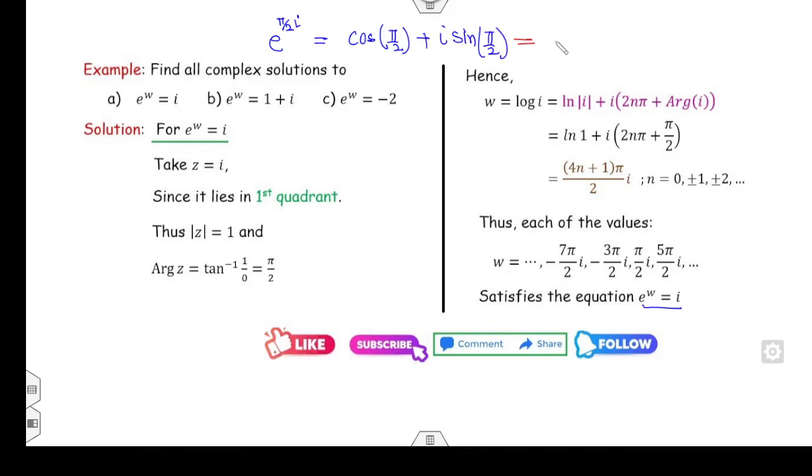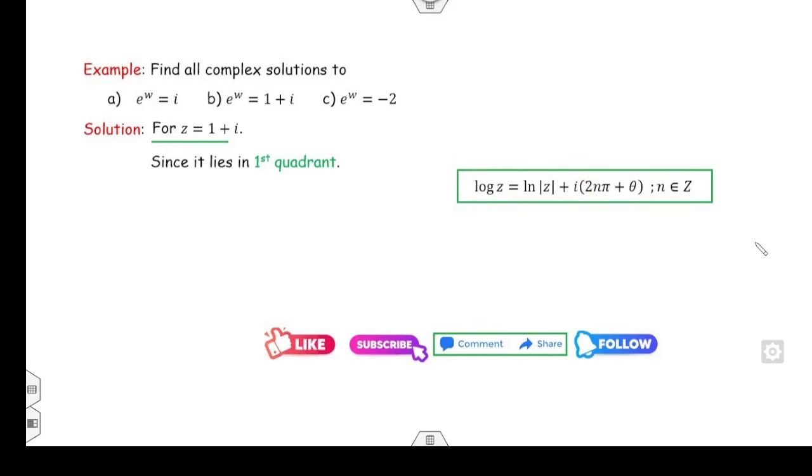And clearly say cos pi by 2 is 0, sin pi by 2 is 1. So that is my iota. Fine. So you can see that it has infinitely many solutions. Look at the next one.